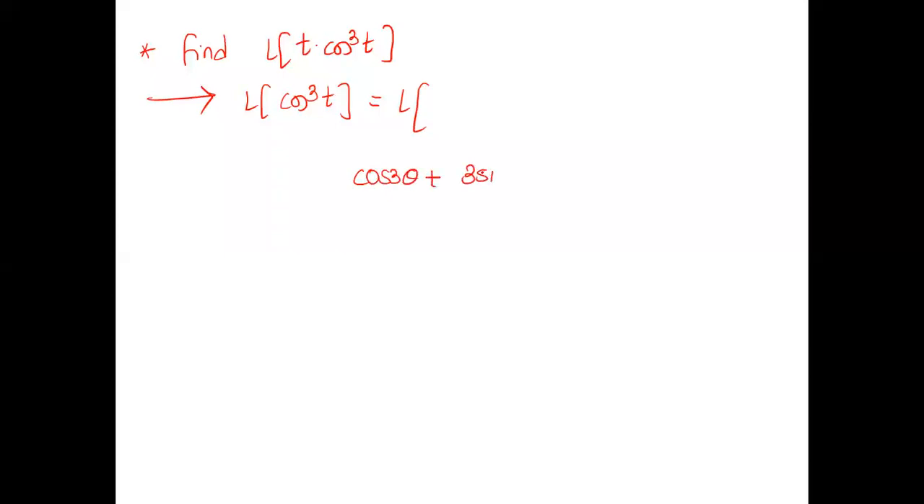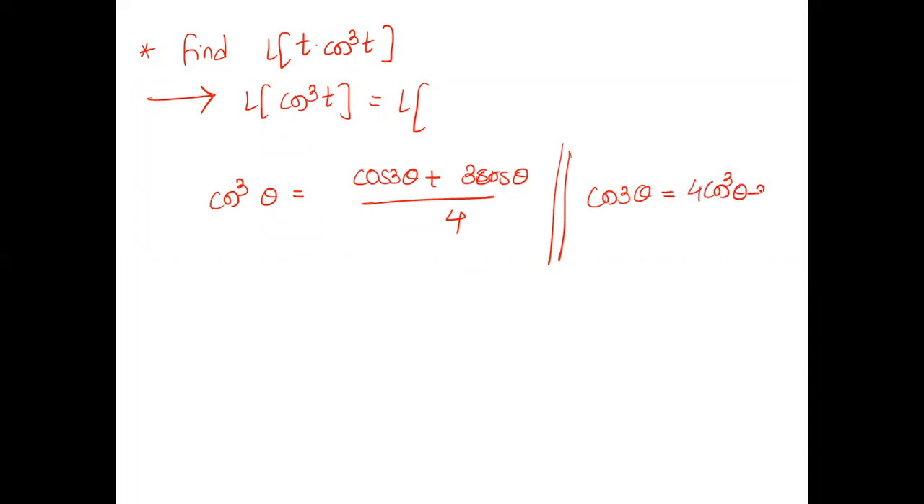Do you remember that? Cos cube theta is cos 3 theta plus 3 cos theta by 4. Is it plus or minus? For sine, I guess this is plus, and for cos, I guess this is minus. Check once. So I remember this: cos 3 theta is 4 cos cube theta minus 3 cos theta. So if I want cos cube theta from this, it will go here. Yes, it is plus, right? Cos 3 theta plus 3 cos theta by 4. Correct.